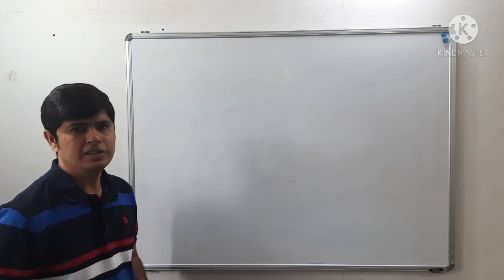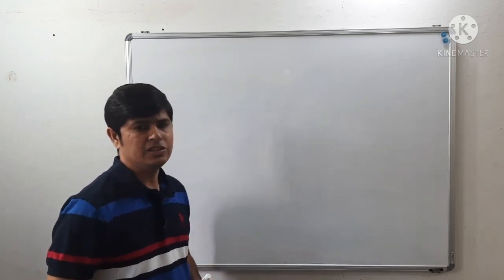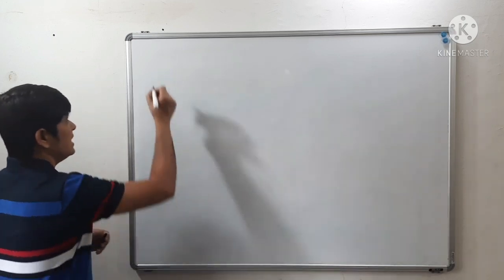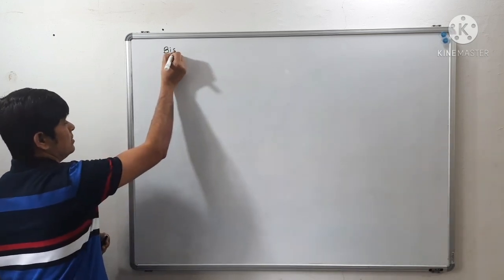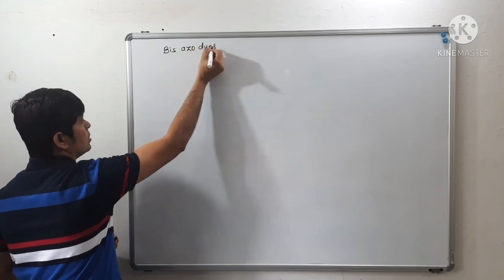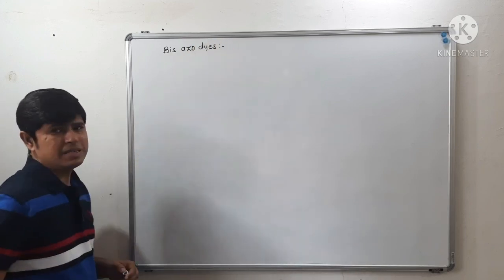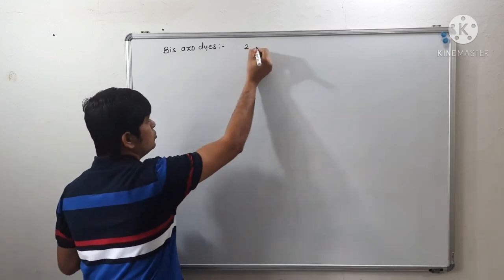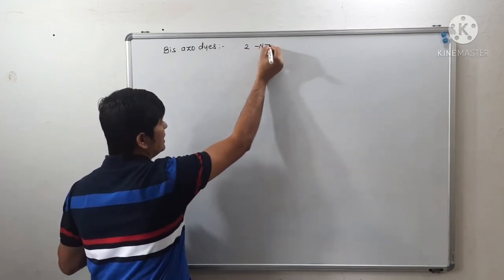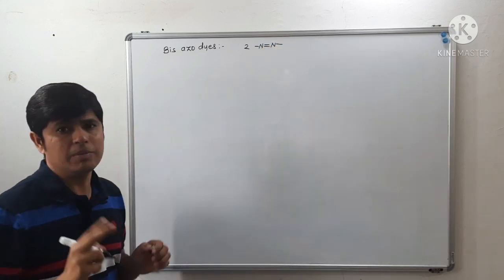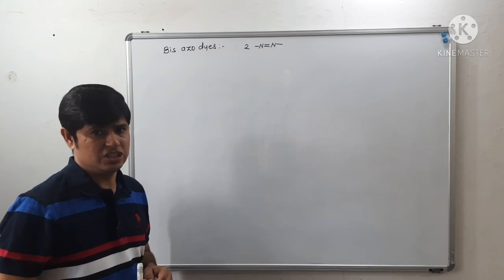Hello dear student. In this lecture we are going to see bis azo dyes. These dyes have two N=N linkages in their structure.